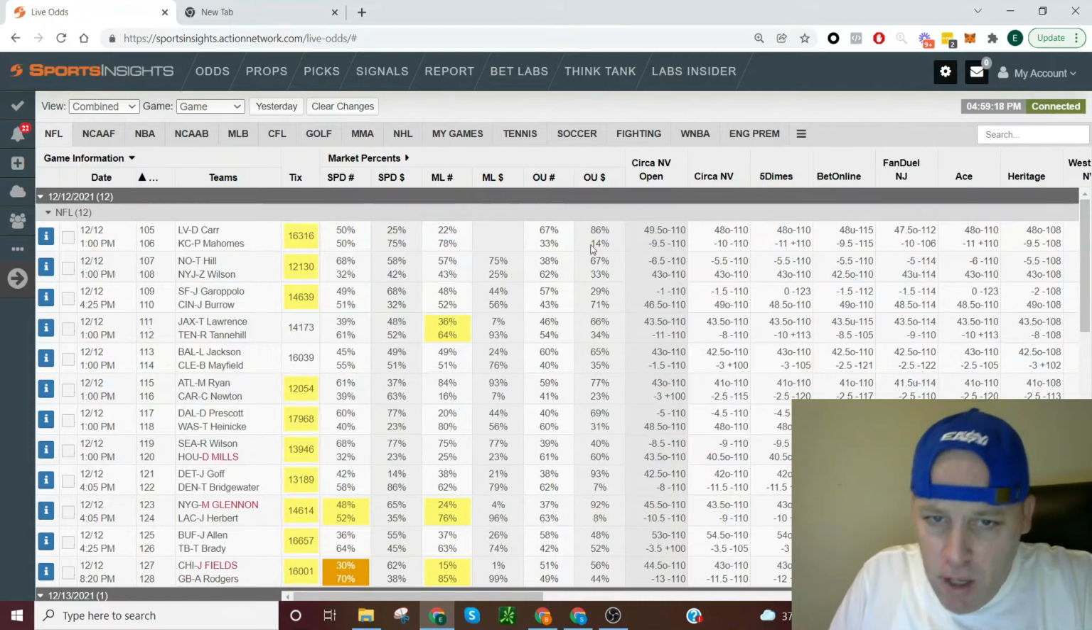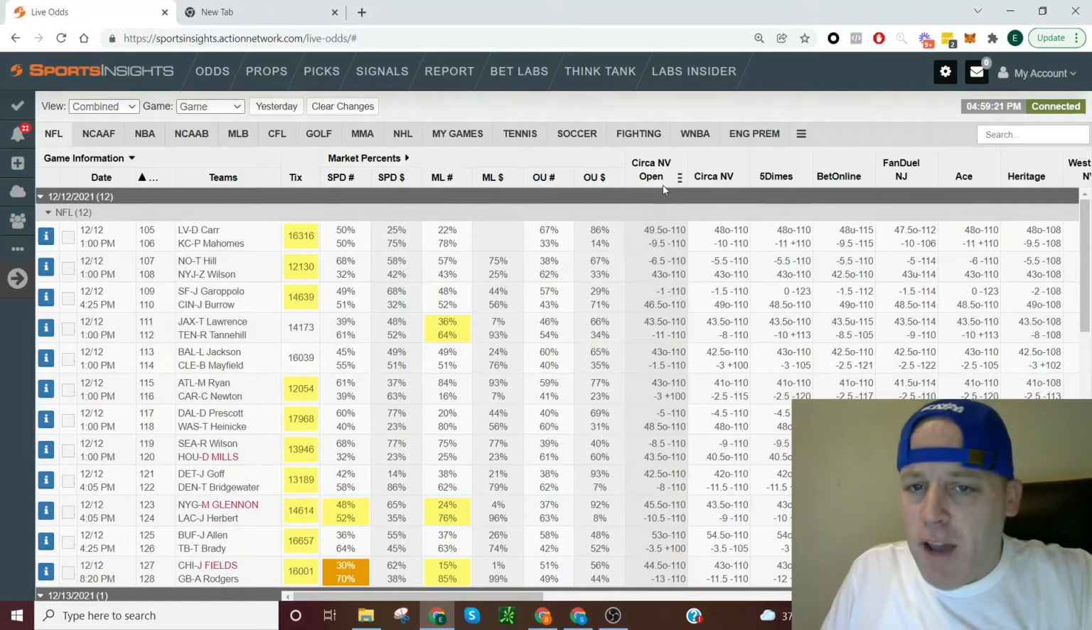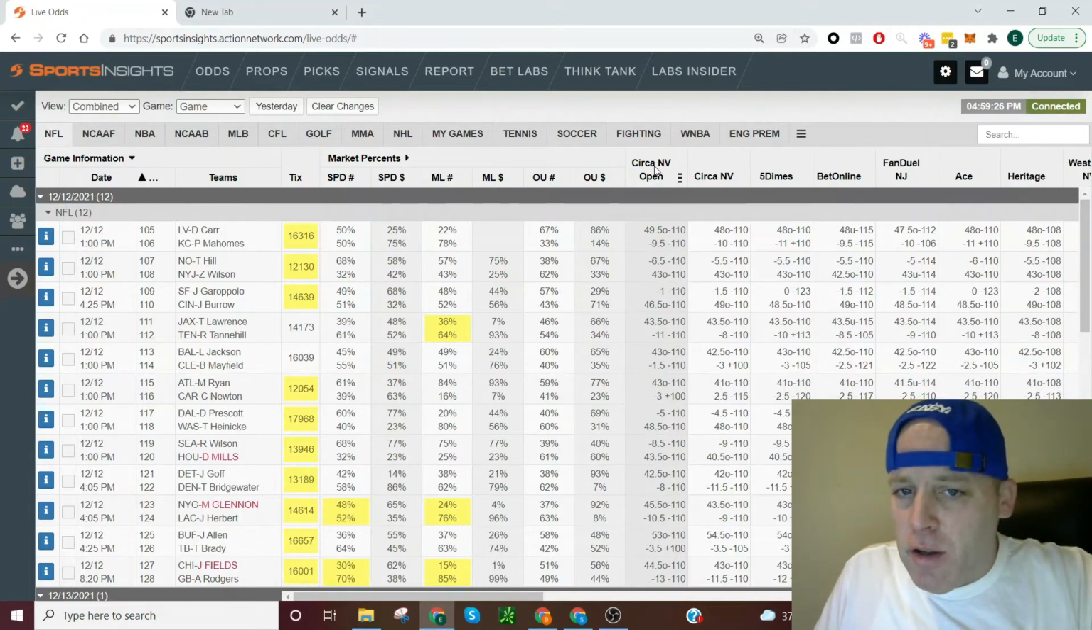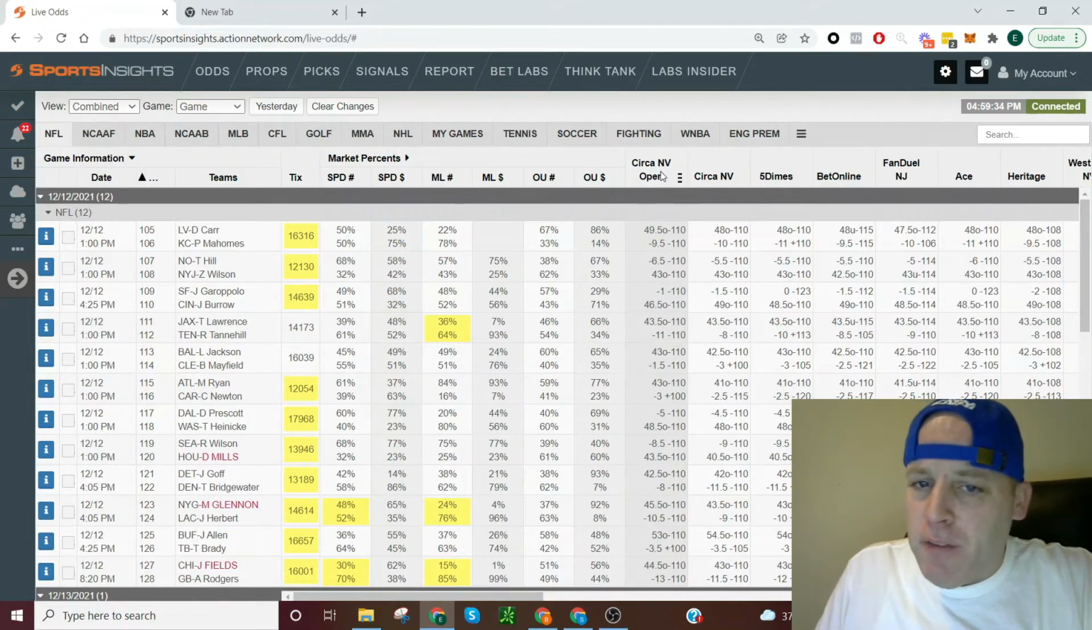Simple enough, right? And then these columns over here to the right, we have the different sports books. What I have here on screen is Circa Sportsbook in Las Vegas. I have them showing as the opener. It's a good book to judge opening lines on. They're considered a sharp book.